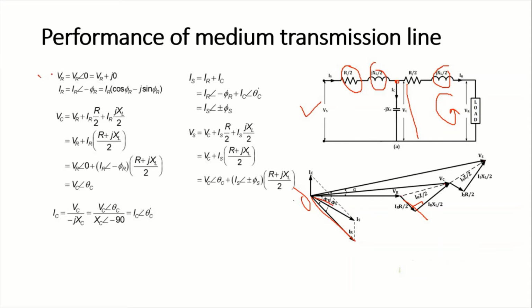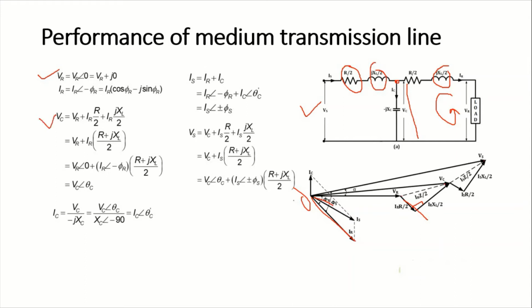Now VR is taken as a reference, so it can be written as VR angle 0, and it can be converted into rectangular form like this, VR plus j0. Now IR lags behind VR by some angle phi r, so it can be written as IR angle minus phi r. Here minus indicates that it is lagging, and it can be written as IR cos phi r minus j sin phi r.